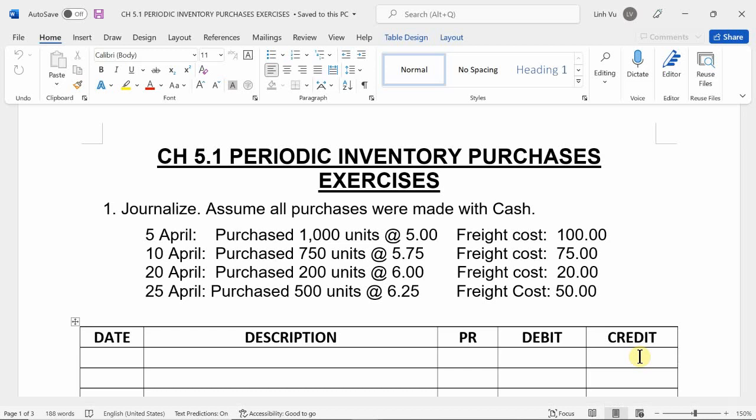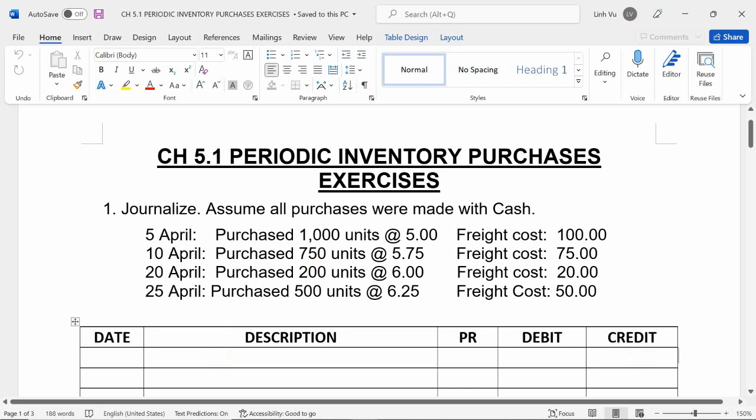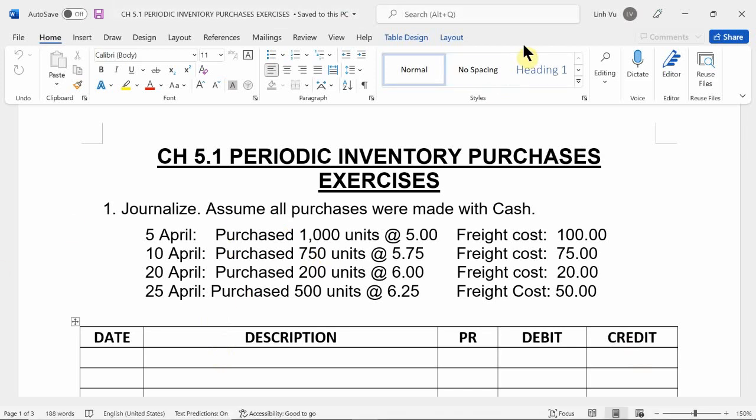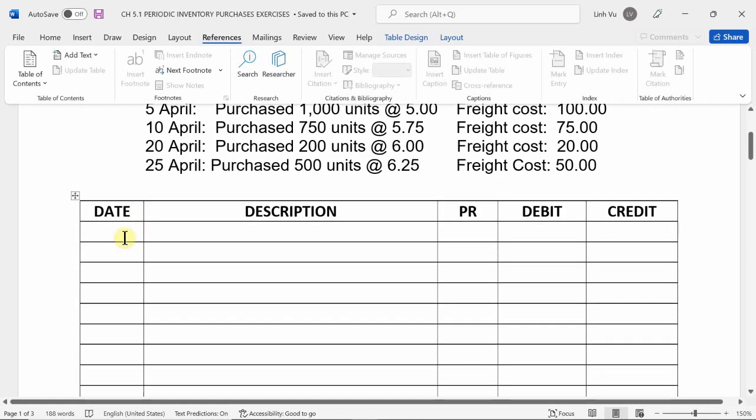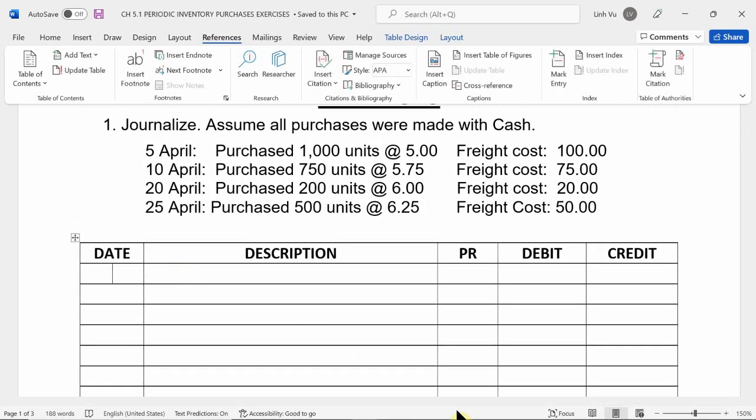And you can also assume that there are no sales taxes. In this case, on April 5th, we purchased 1,000 units at $5 each with the freight costing $100, and we are assuming that all purchases were made with cash. So how do I properly journalize this transaction? It's April 5th.